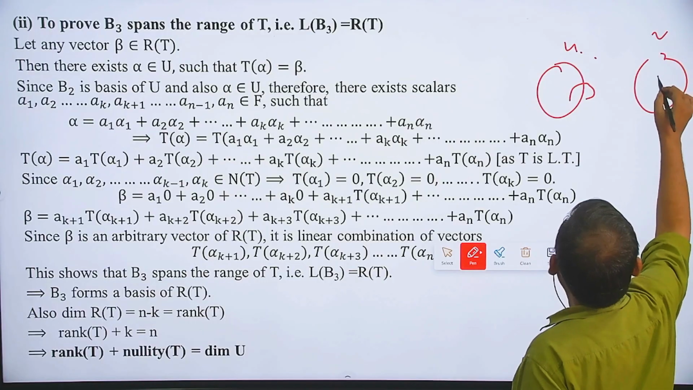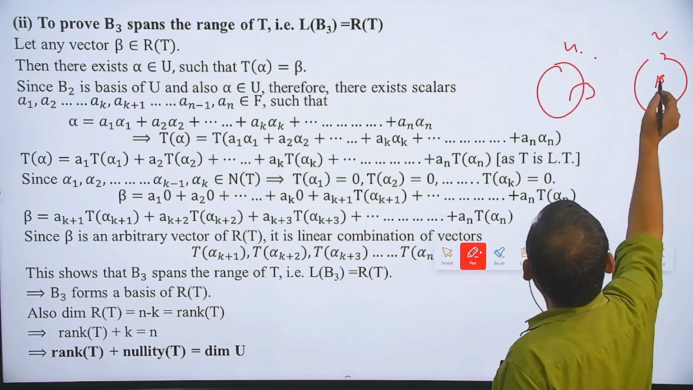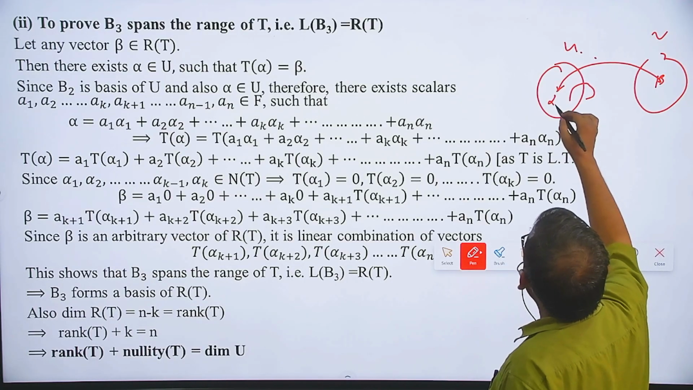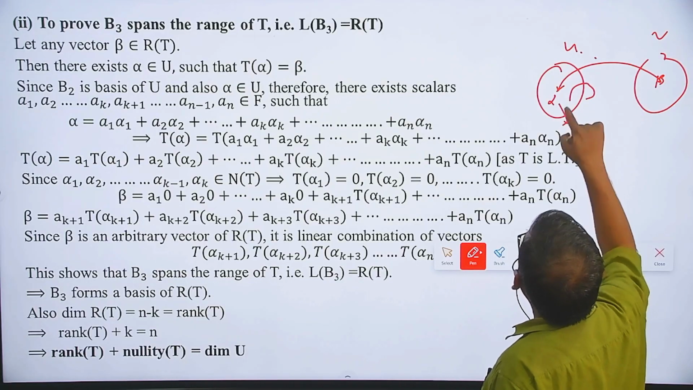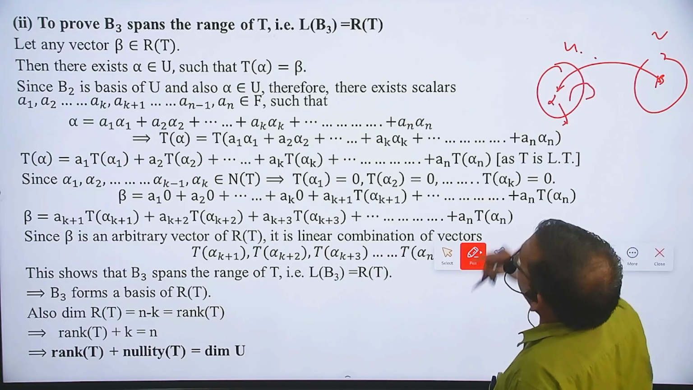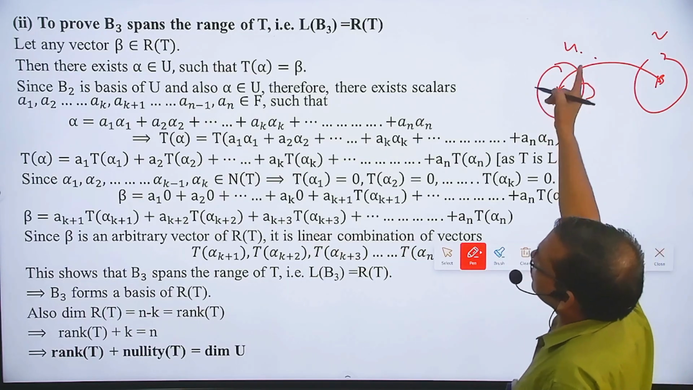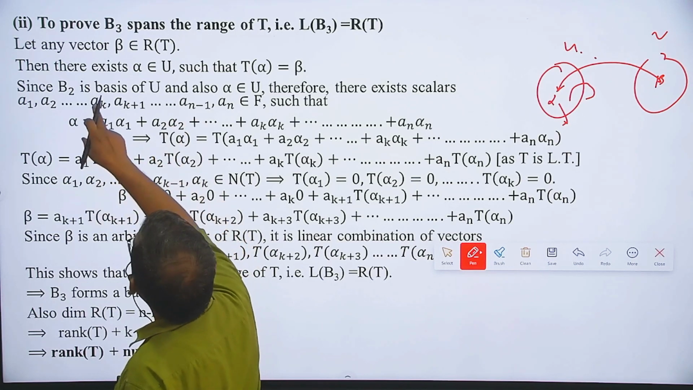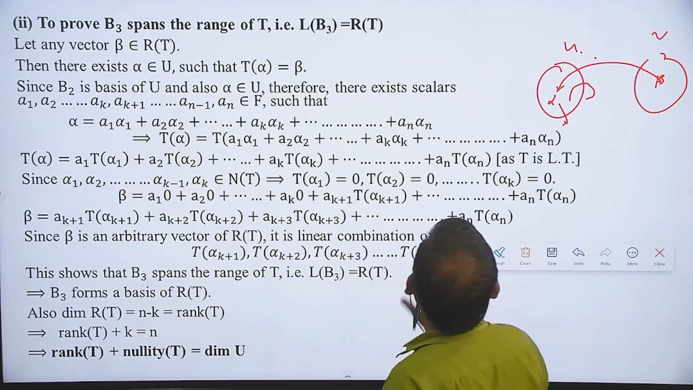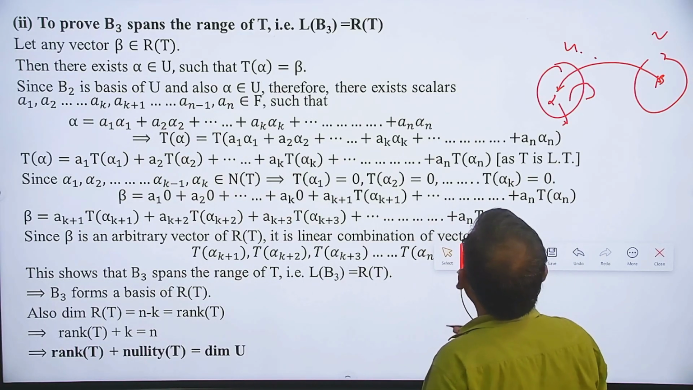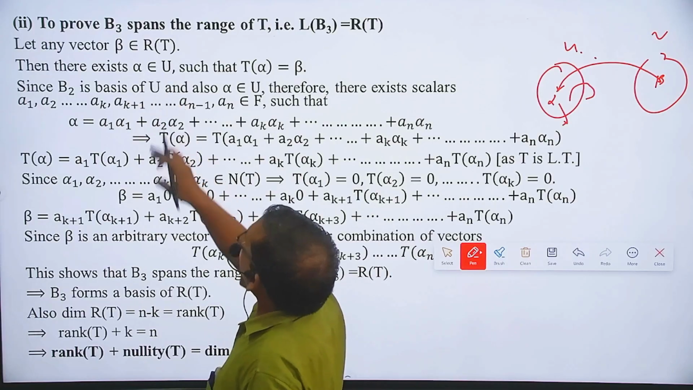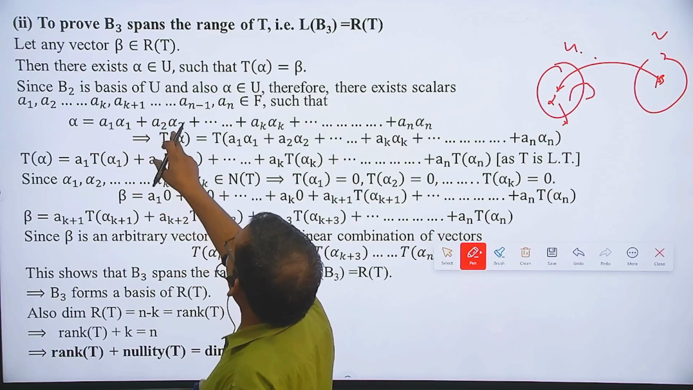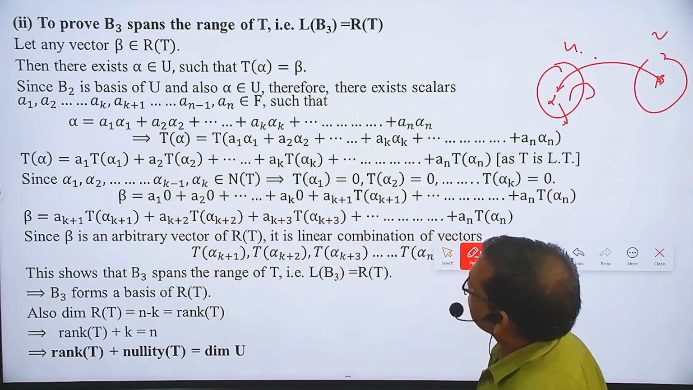If there is a beta, then there is a corresponding vector alpha, and this alpha can be written as a linear combination of the vectors present in the basis of U. Since in the basis of U we have vectors alpha 1, alpha 2, alpha 3, up to alpha k and alpha n, and here we have taken alpha in U, alpha can be written as a linear combination of alpha 1, alpha 2, alpha 3, alpha k, alpha n.